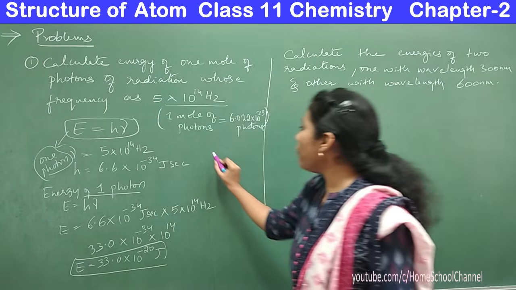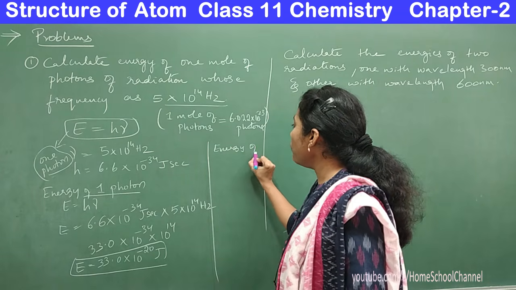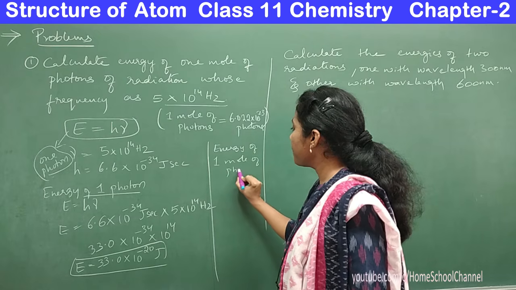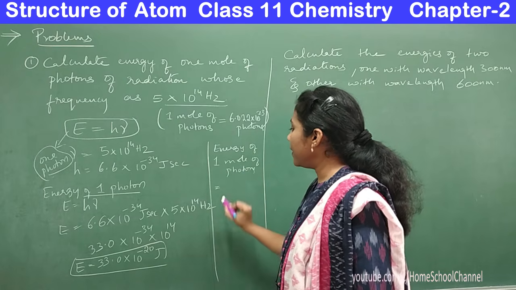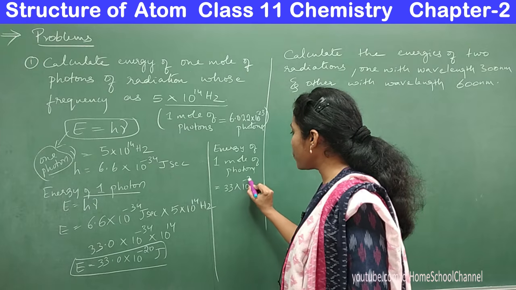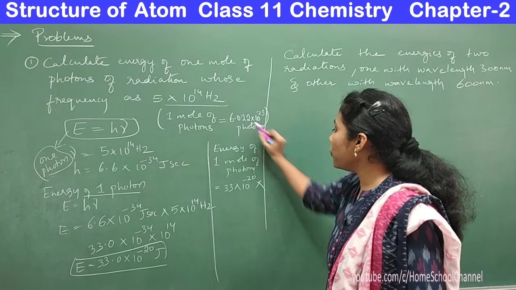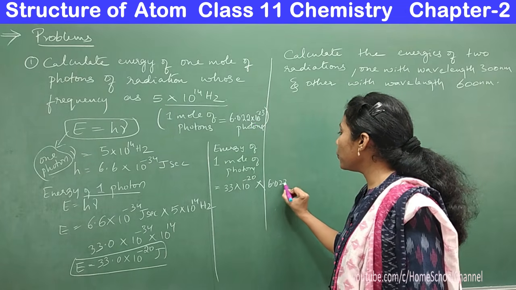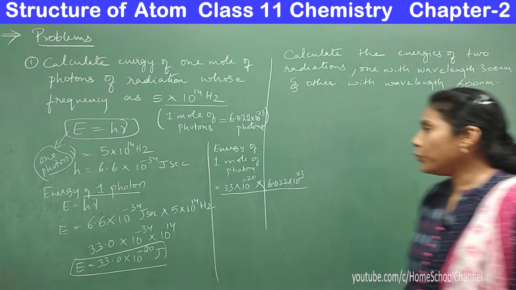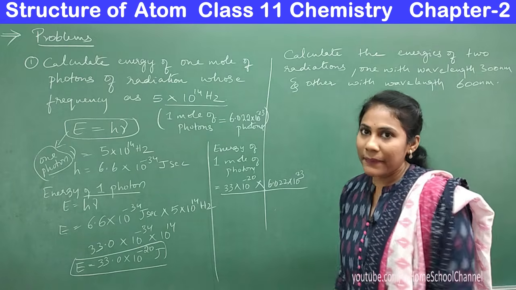But for the energy of 1 mole of photons, you have to calculate 33 into 10 power minus 20 into, right? 1 mole is how many photons? It is 6.022 into 10 power 23. So if you do this much, you will get your answer. Hope you can post the answer in a comment, right?